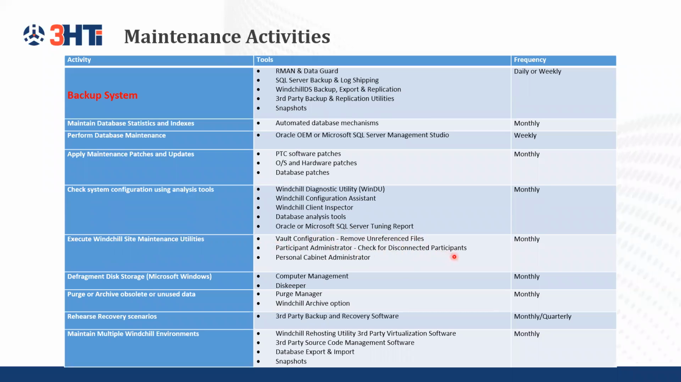Participant administrator, checking for disconnected participants. So if you have a user that leaves the company, there can be what's called a disconnected participant when they're removed from, say, your Active Directory, and maintaining all those and cleaning all that up is very important. And personal cabinet administrator, that also has to do with the disconnected principals. If there's a disconnected principal, there's usually a disconnected personal cabinet, which is a workspace.